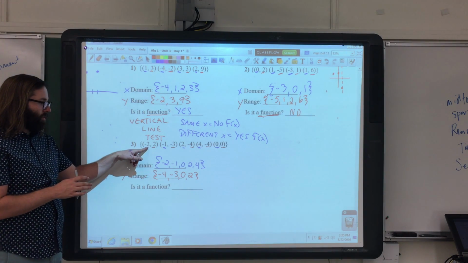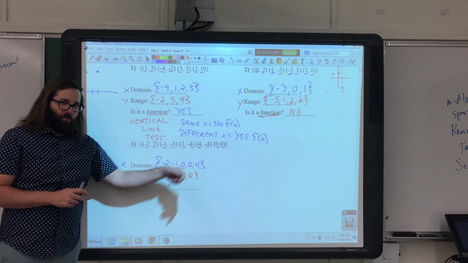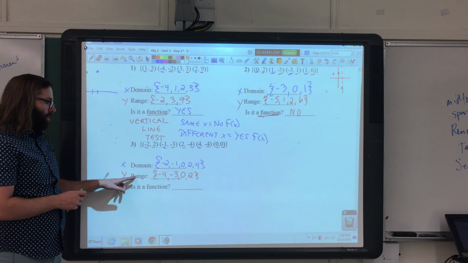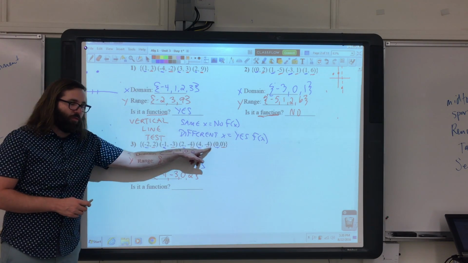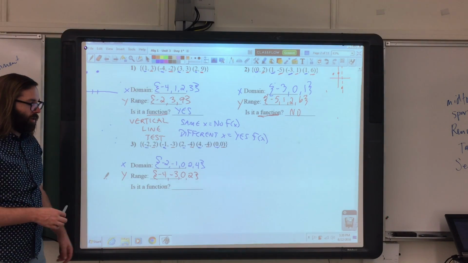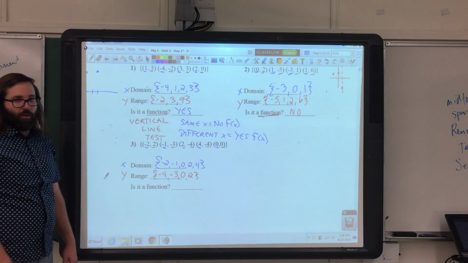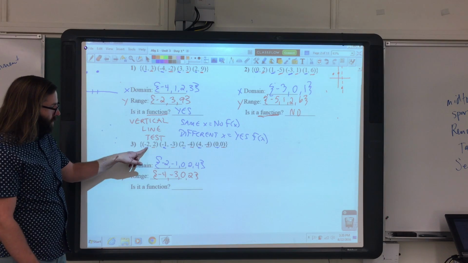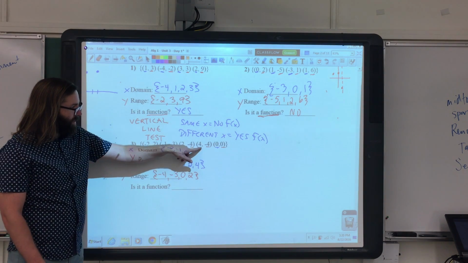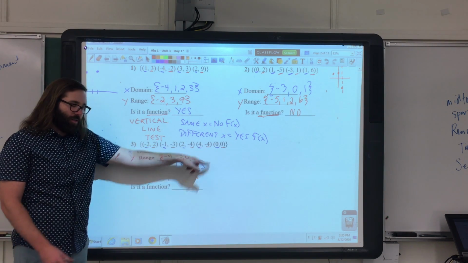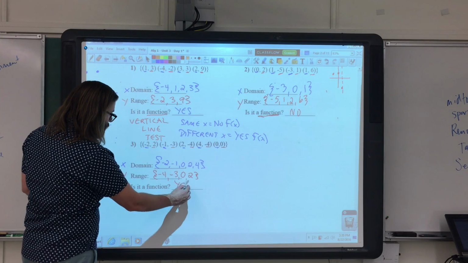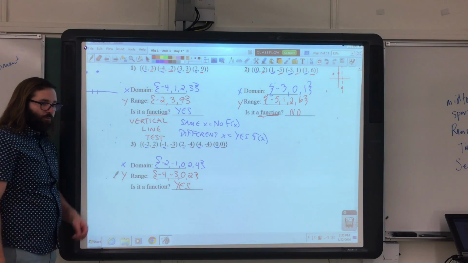Okay, so our x's, these are the only possible x's we can have. That's our domain. For the range, these are the only possible y values we can have. There's our range. Is it a function? Okay, we look, x's, they are all different. If they're different x's, that means it is a function.